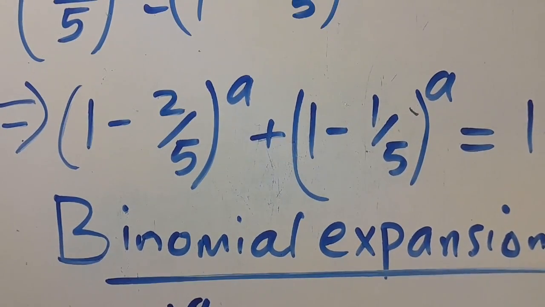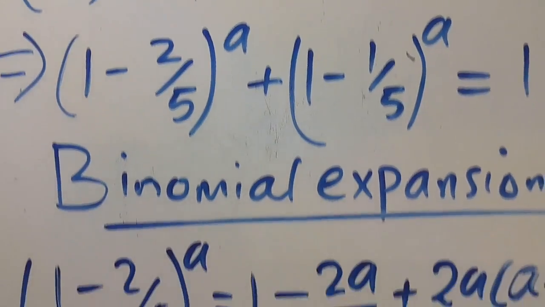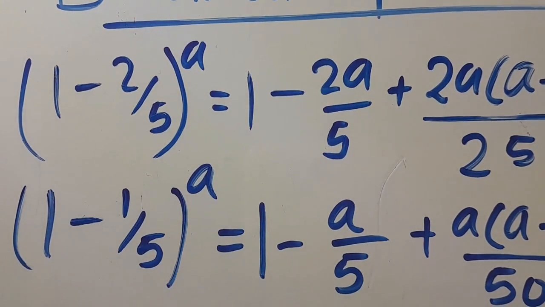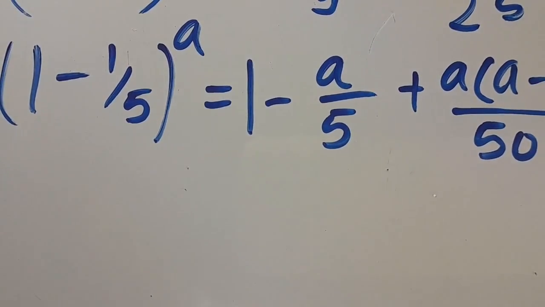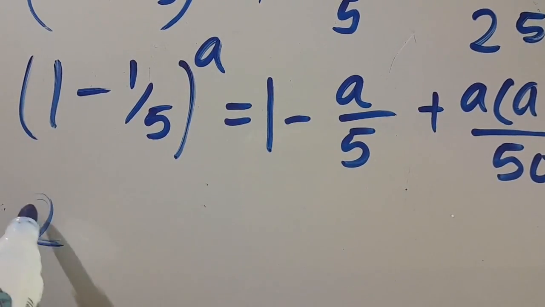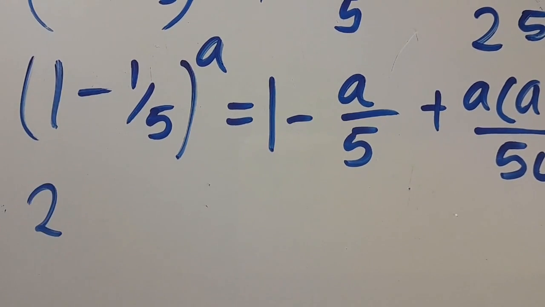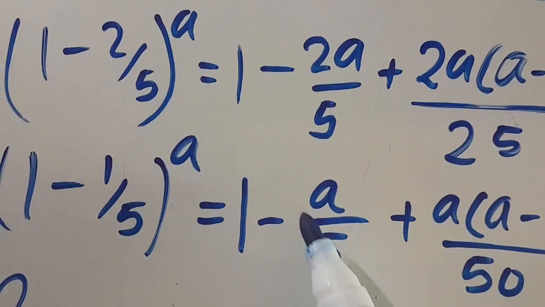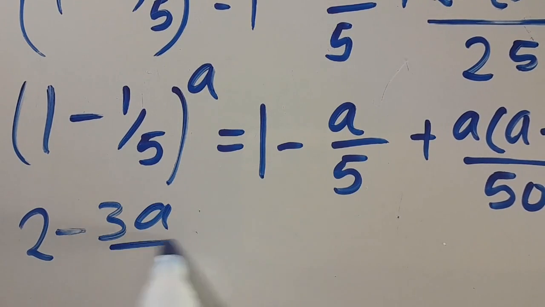Then when we now add this plus this to be equals 1, let's see what will happen. Then we are going to have this plus this, we are going to have here to be 2. Then the minus 2a divided by 5 minus a divided by 5 here will be minus 3a divided by 5.